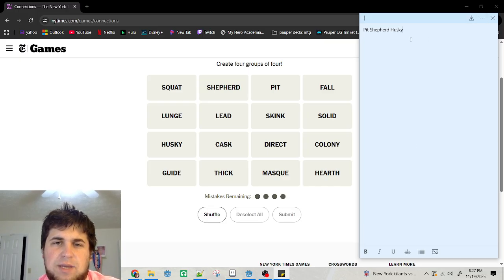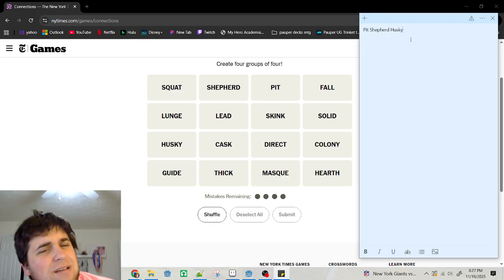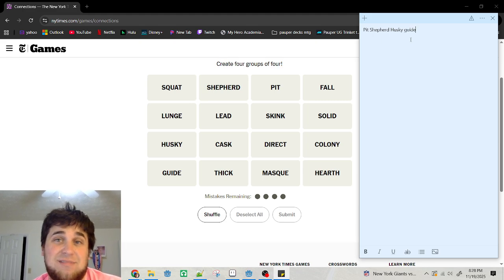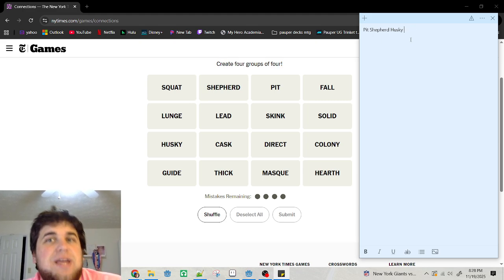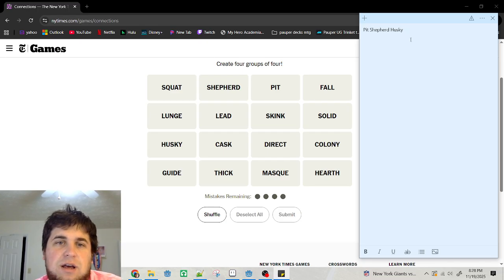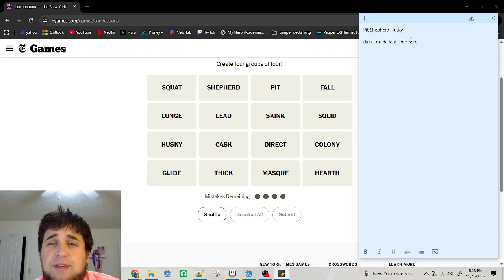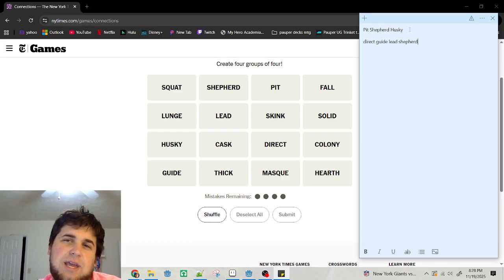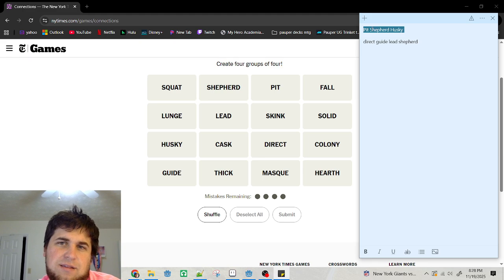What else would be one? Maybe... Is a mask a type of dog? You could have a guide dog, I guess. It's not really in the same... Dog breeds is more what I'd be thinking with pit, shepherd, husky. Oh, direct, guide, lead. Shepherd. Oh, okay. Shepherd goes with this, with lead. I'm thinking this is a red herring, and it's not dog breeds, though we could be persuaded to come back to that one later.